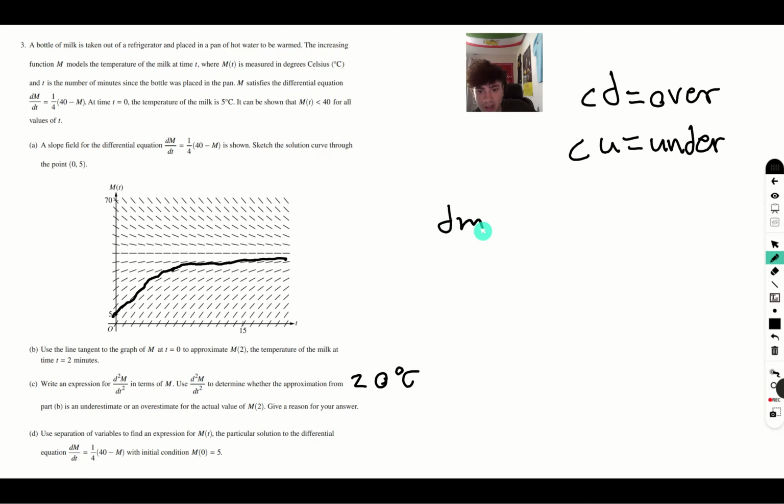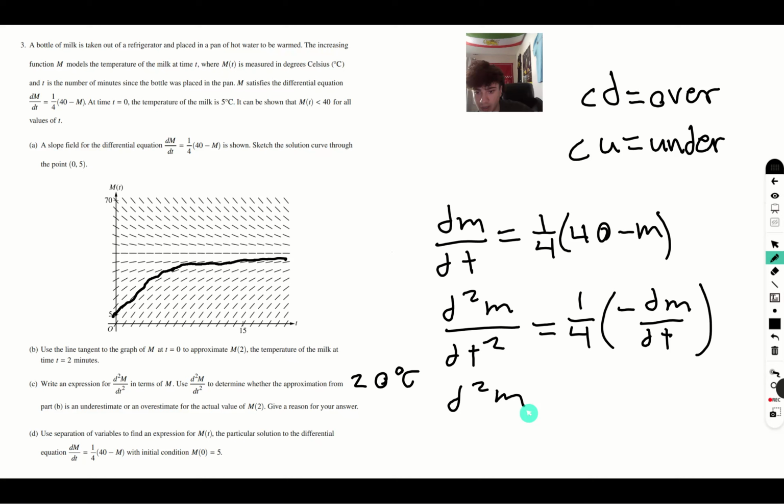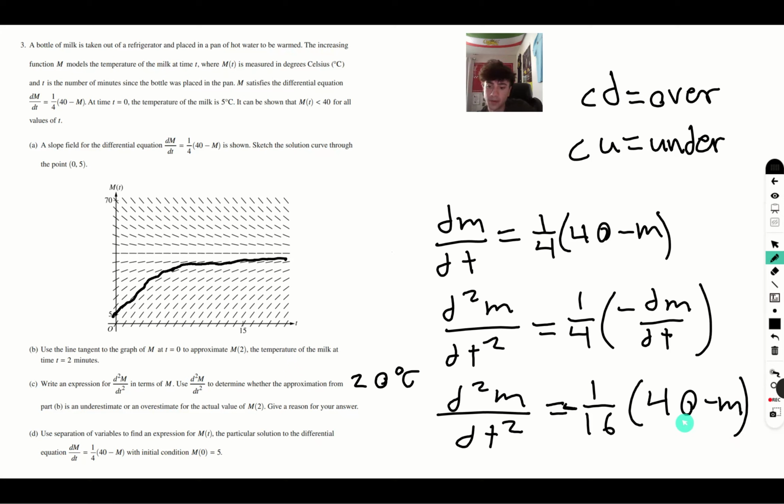So here we have dm/dt is equal to 1/4 (40 minus m). When you take the derivative, the derivative of this is d squared m/dt squared. The derivative of this is going to be 1/4 times negative dm/dt. Negative dm/dt is simply what we have here. So we multiply it back in, and you get that d squared m/dt squared is going to be negative 1/16 (40 minus m). So there you have that.